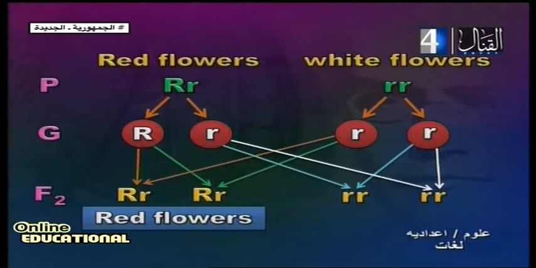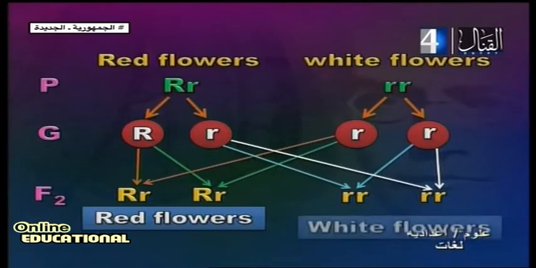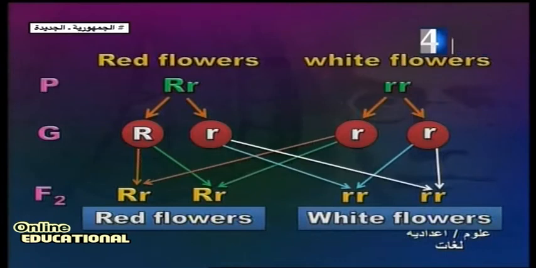Our observation in this mating is that red flower and white flower are produced as the first generation when the mating occurs between red flower as a hybrid, capital R small r, and white flower as a pure, small r. Red flower is 50% and white flower is 50% also.